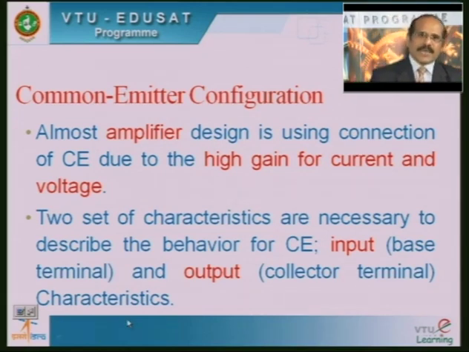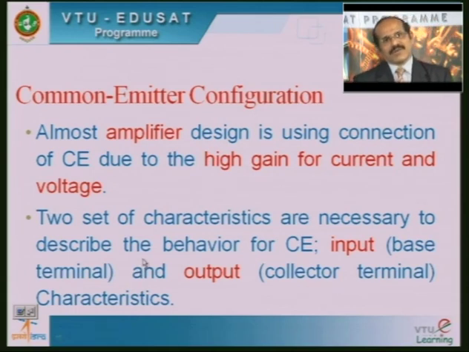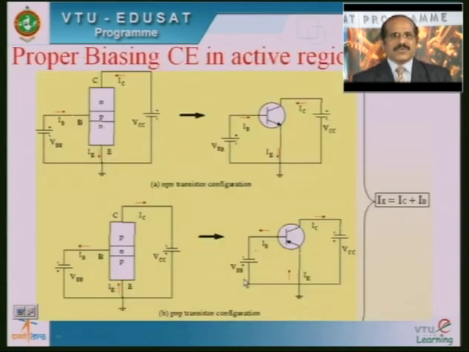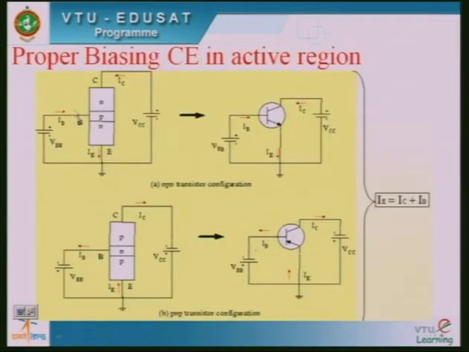In order to explain or describe the behavior of the common emitter configuration of the BJT, we need to study two characteristics. One is the input characteristics, the other is the output characteristics. Now, this particular slide shows you the NPN transistor that is biased in the active region, and similarly the PNP transistor biased in the active region.